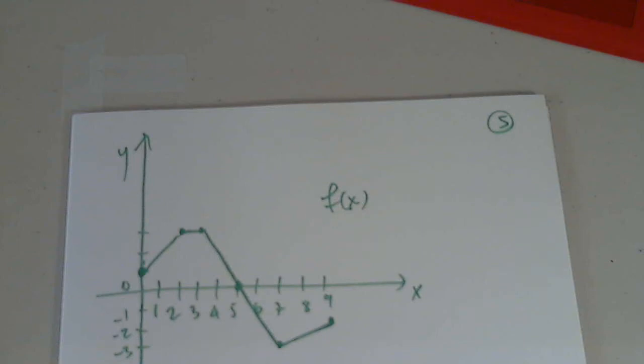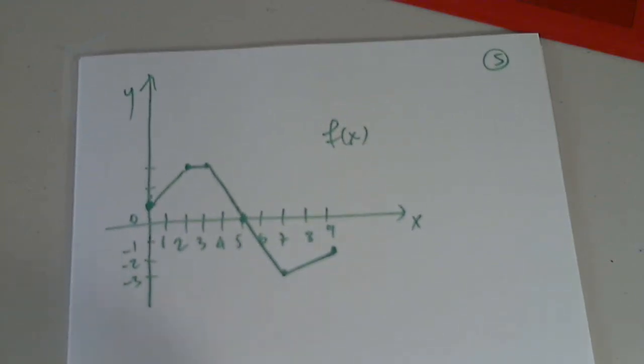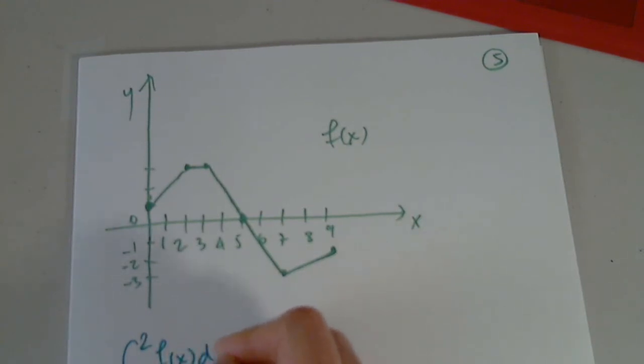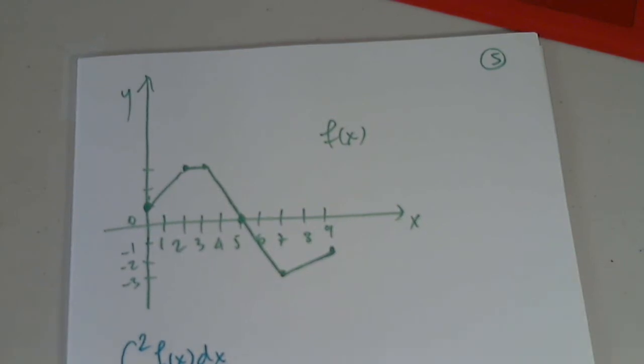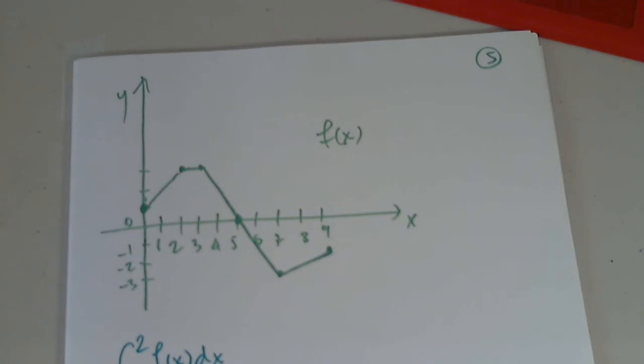To copy all of them, and you tell me what you would like, or we can do all of them. So the integral from 0 to 2 of f of x dx. Then the integral from 0 to 5 of f of x dx. And then the integral from 5 to 7 of f of x dx. And then the integral from 0 to 9 of f of x dx.